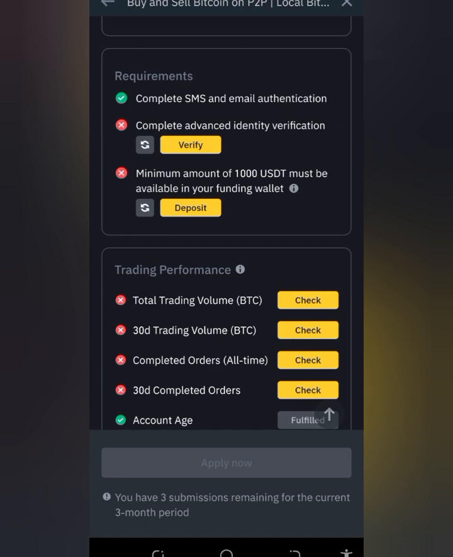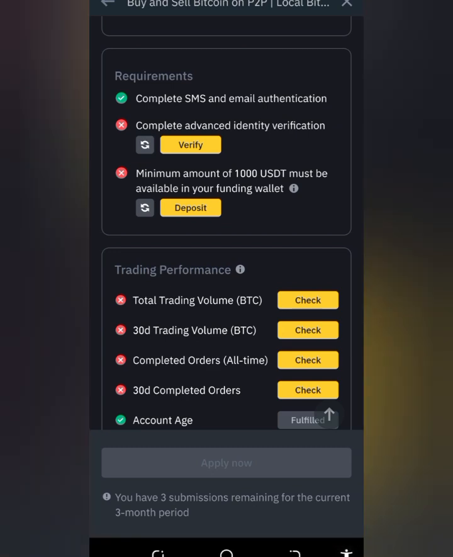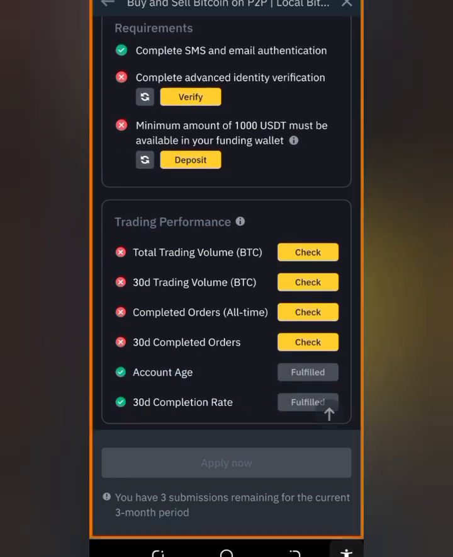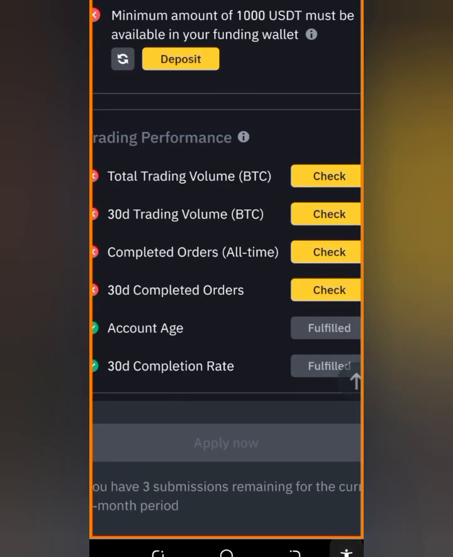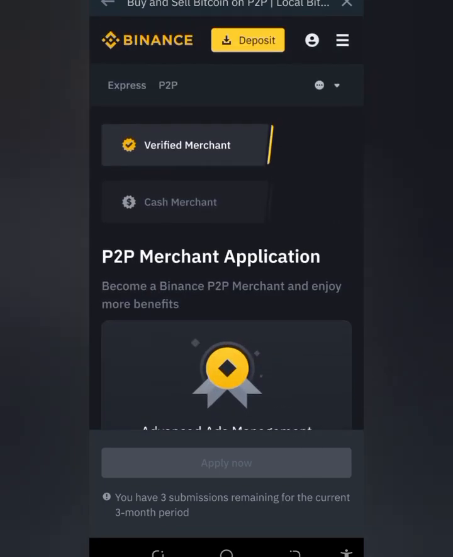Yeah, you got to have that in your funding wallet, right? So you can deposit that once you've met all these requirements. You do all the advanced identity verification, you have the minimum of 1,000. You can see, and you have to meet all this total trading volume and everything, all of those things, right? You got to do that, and you'll now be able to click on apply now. So those are the prerequisites to becoming a merchant.